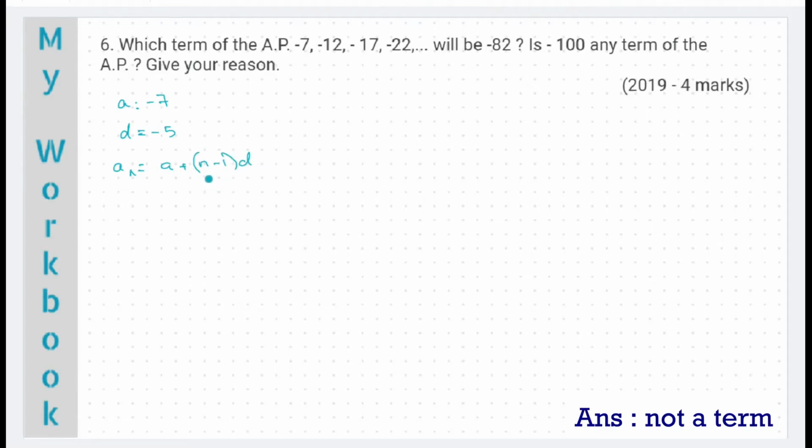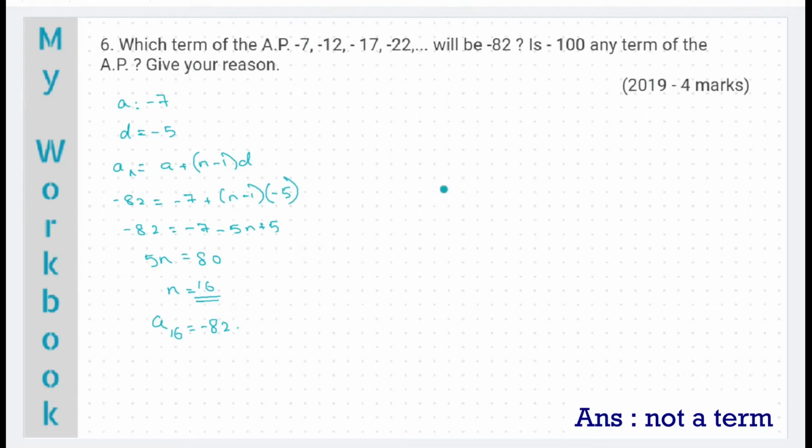So for what value of n will A of n be minus 82? Let's substitute A of n is minus 82. Minus 7 is the first term. N is 16. So the 16th term will be minus 82.